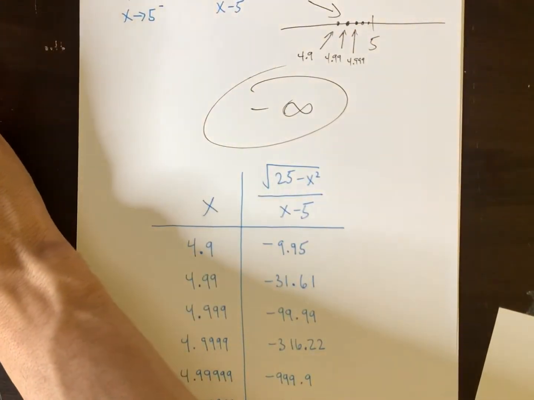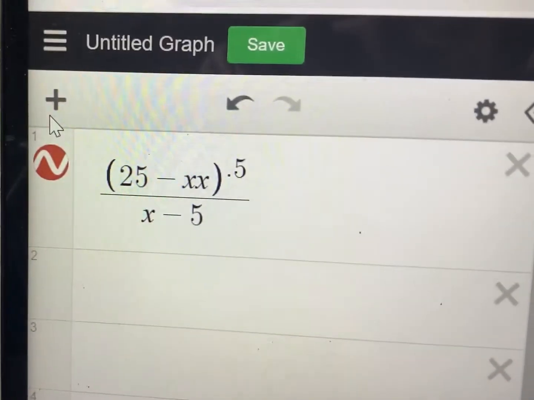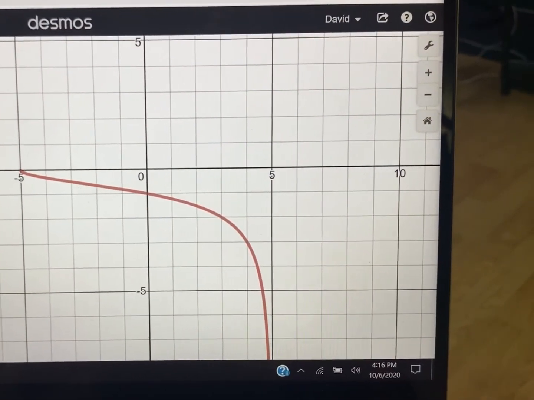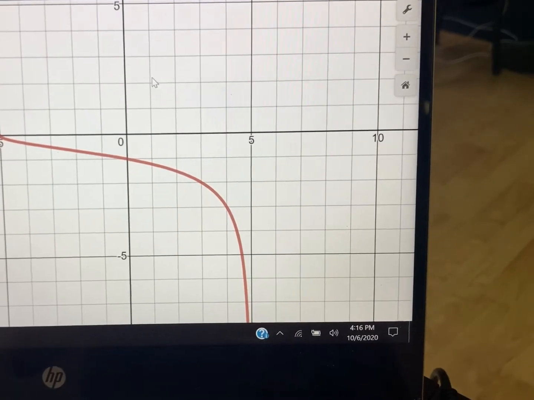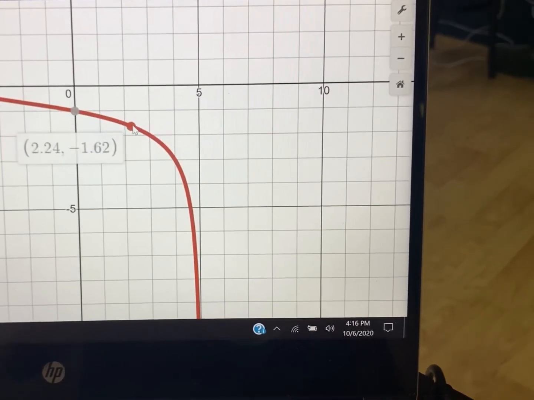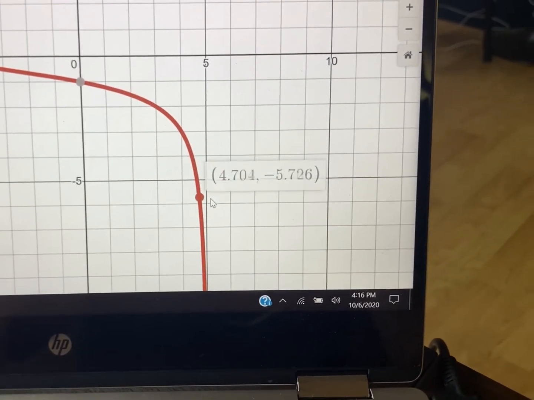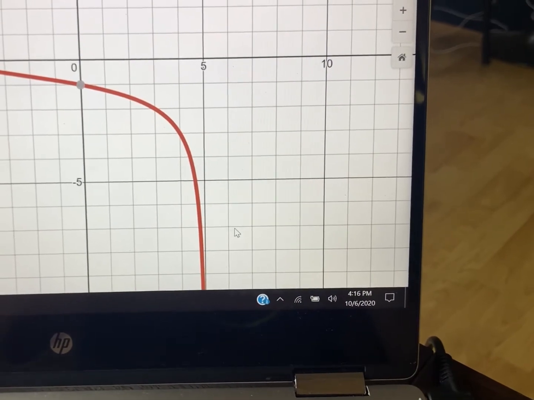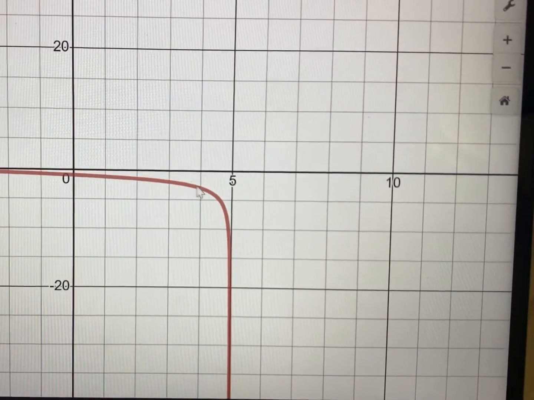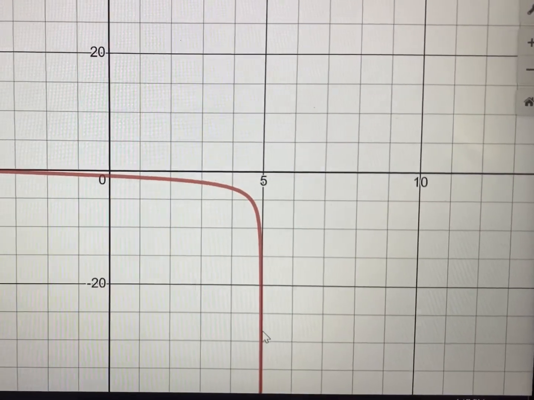If you want, I have it graphed here on Desmos. I can show you. I typed in the original equation, which is this here, and here is the graph. And we're trying to approach 5 from the left-hand side. So here's 5, and I want to approach it from the left. And if you notice, watch, if I drag and drop, what's happening to the Y values? They're getting smaller. So we can see that as we get closer to 5 from the left, the Y values go down, down, down. So it would be negative infinity.